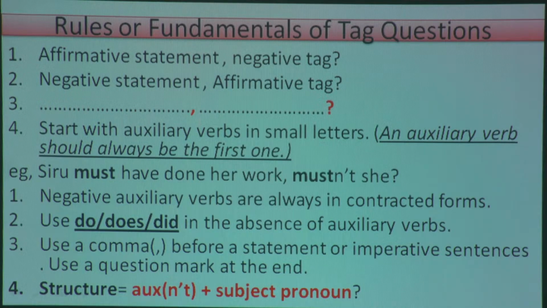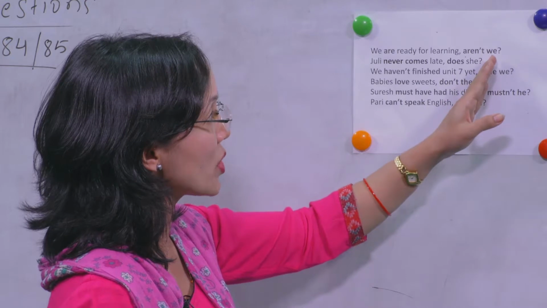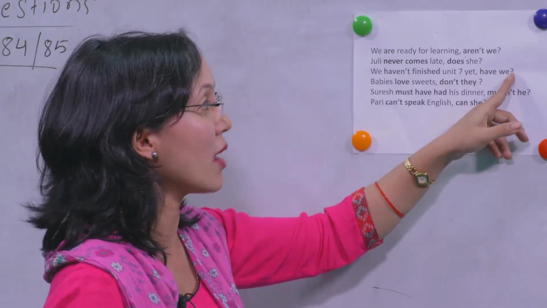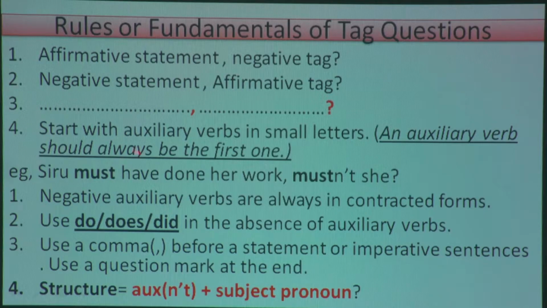So the other is commas. Always remember that we need to separate the tail question or short question with a comma, and they end with a question mark, okay. Now start with auxiliary verb in small letters, and the auxiliary verb should always be the first one, or let's say the first auxiliary.